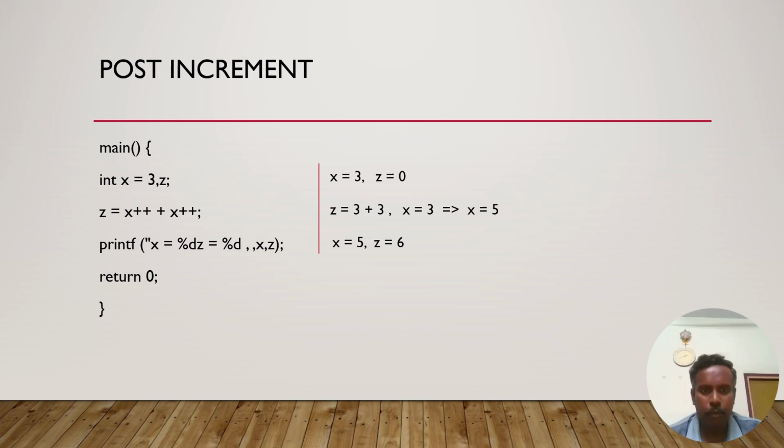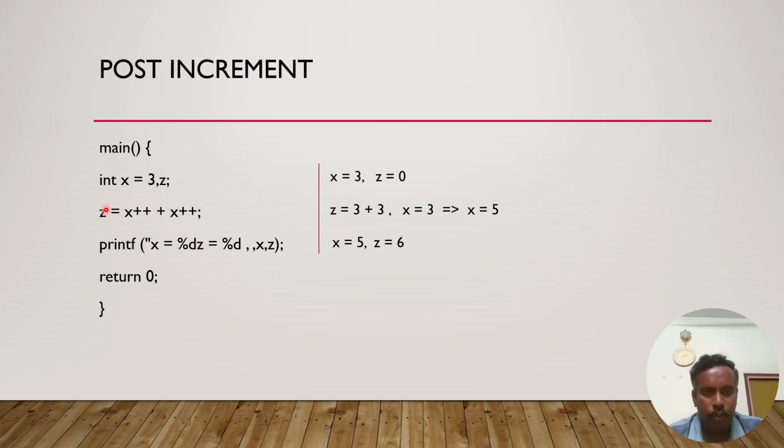Now we will see post increment with two variables. If there is more than one variable, we should always calculate from right to left. Okay. So here also it is post increment, which means first x is assigned value 3, then it is incremented. Here also x is assigned value 3, then it is incremented. So z is equal to 3 plus 3.